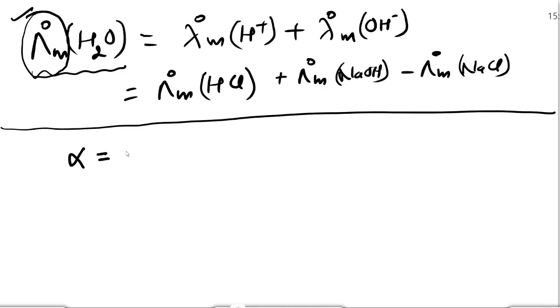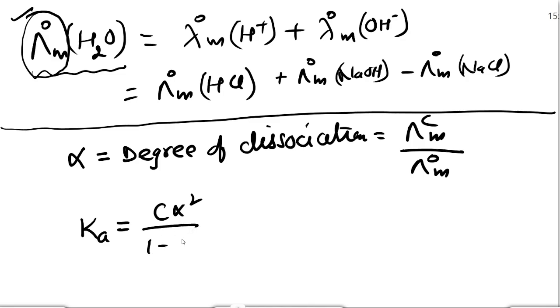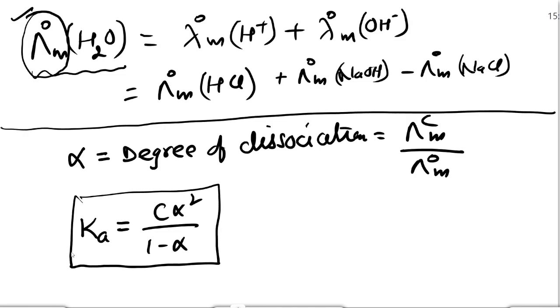So what is alpha? That is degree of dissociation. So it is equal to lambda m C divided by lambda m naught, and same dissociation constant can be calculated from this. So by making use of Kohlrausch law, we can calculate lambda m naught of weak electrolytes, and at the same time we can calculate degree of dissociation, that is molar conductivity at given concentration divided by molar conductivity at infinite dilution.